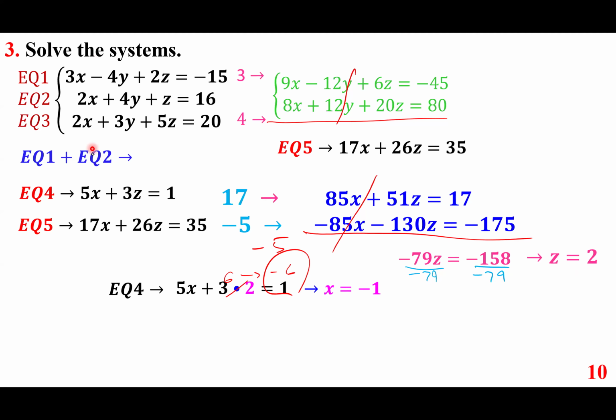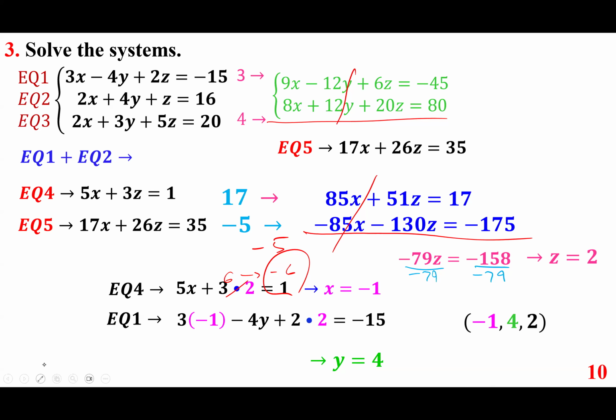Then you go to one of the original equations. For example, the first one, 3 times negative 1 plus minus 4y plus 2 times 2 equals negative 15. And I'm going to leave it for you to show that y equals 4. And therefore, the answer would be negative 1, 4, 2. Again, what did we use? We used equation 1. You must check with equation 2 and equation 3.